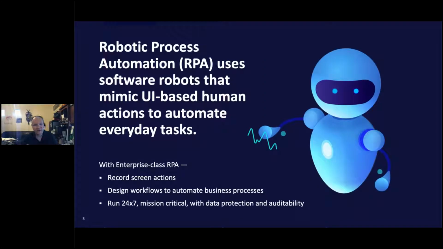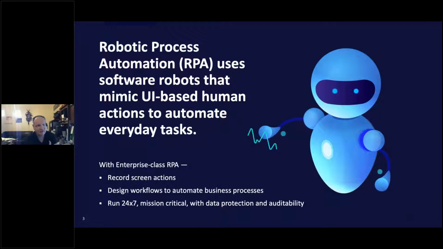So first, by nature of definition, to make sure we're speaking the same language. RPA, robotic process automation, is basically a software robot technology that mimics human-based interaction with IT and other systems, business process systems in the environment. And I want to emphasize that it's UI-based human actions. That's really critical to understanding the difference between RPA in general versus some of the other technologies around scripting, actions and orchestration that exist.